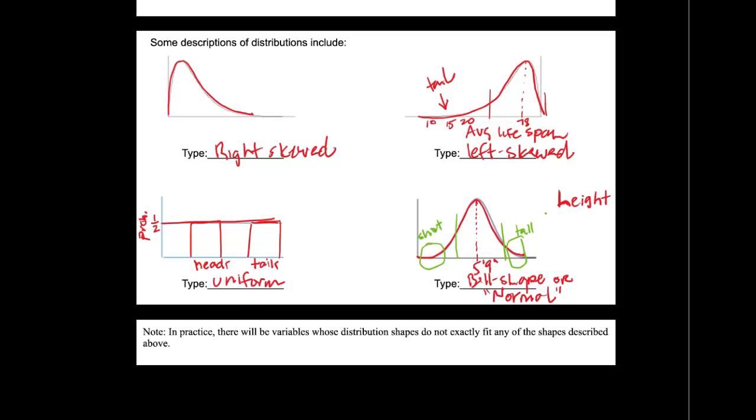And so these are 4 examples that we're going to focus on in our class, 4 types of distributions. There are many, like I said, many other types of distributions, and in practice there will be variables whose distribution shapes do not exactly fit any of the shapes described above. And so what I want to do next is talk a little bit more about the normal distribution, because this occurs in real life enough, it's common enough that it's worth spending some time on and looking at the properties of this type of distribution.